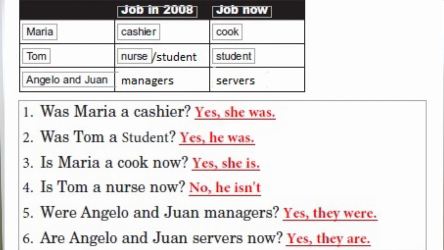Let's look at the answer to number 1. Was Maria a cashier? Answer, yes, she was. Number 2, was Tom a student? Answer, yes, he was. Number 3, is Maria a cook now? Answer, yes, she is.